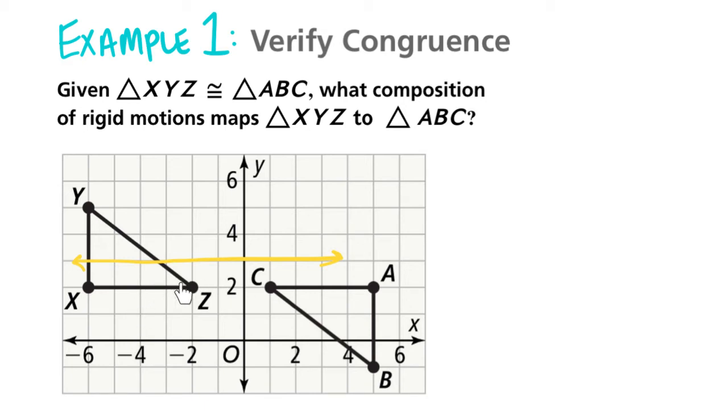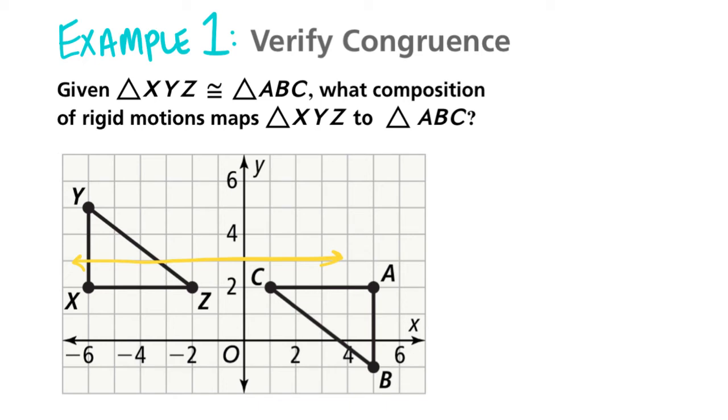And then that should get it at least facing in the same direction as this one, which would mean we could probably then think about translating it. So let's do some of those rigid motions. Let's start by flipping my shape across this yellow line.